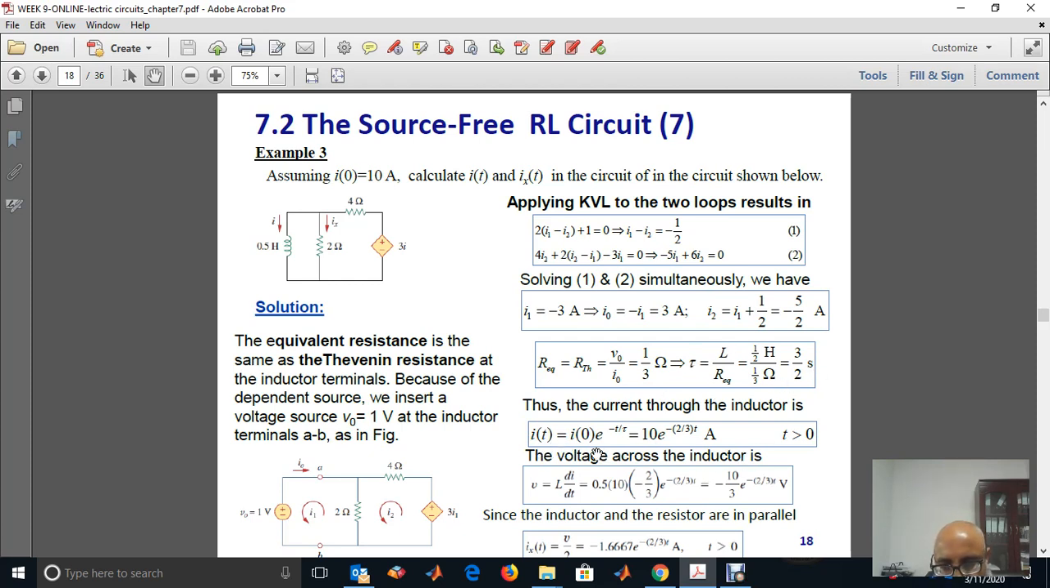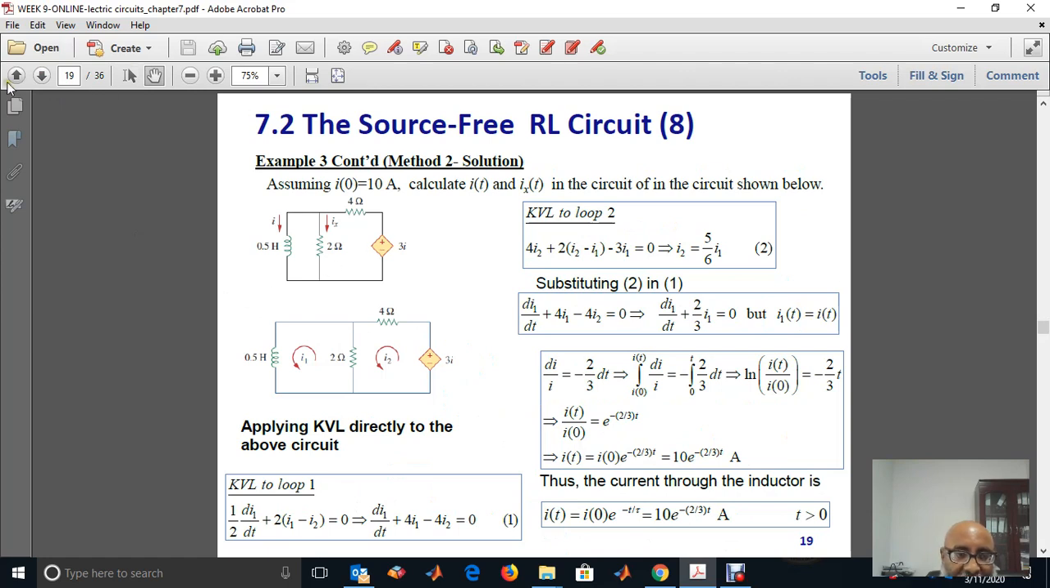Then we have the equation I naught e to the power of minus t over tau. The voltage across the inductor can be found from the derivative of the current. V is equal to L di by dt. The derivative of this will give me this. And the current through the 2 ohm resistor is the voltage across the inductor, because they are in parallel, divided by 2.